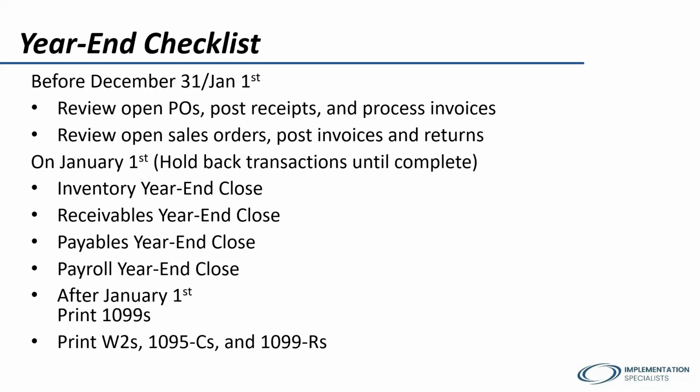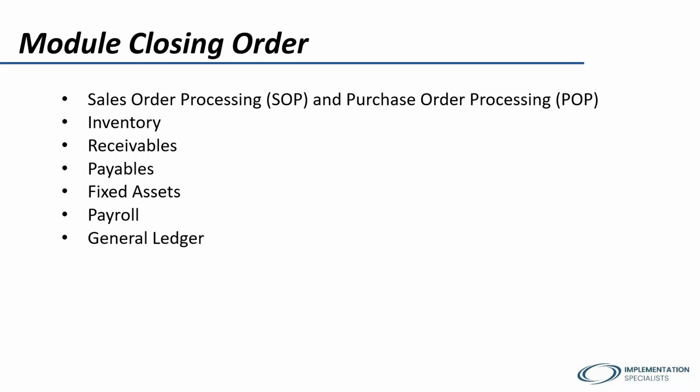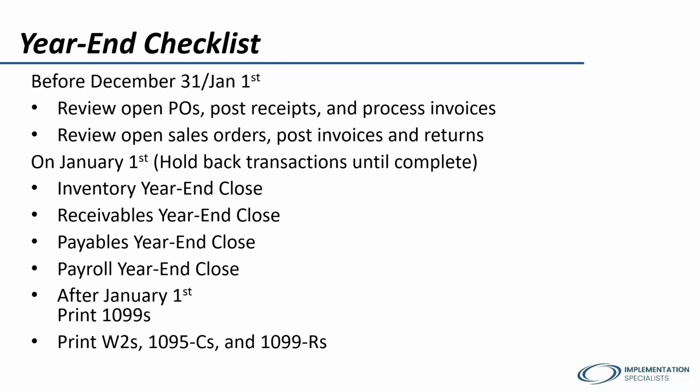After January 1st, you do want to close or print your 1099s just to verify them. You can print your W-2s, your 1095Cs, and your 1099Rs. You can do any of that anytime after January 1st. So it doesn't have to be done on January 1st, just after the year closes. The same is true for the general ledger, and I guess I should have specified that on here. The general ledger can be closed anytime after the first of the year. Just be aware that without closing the general ledger, you will not have your balance forward accounts and your balance sheet accounts, and so your financial statements will be impacted by that.